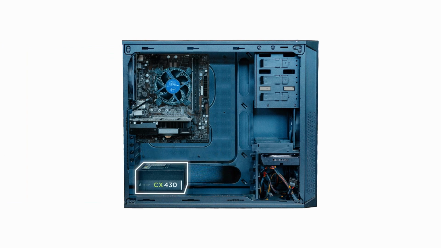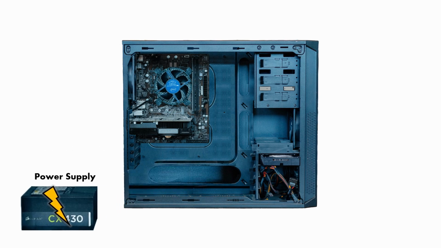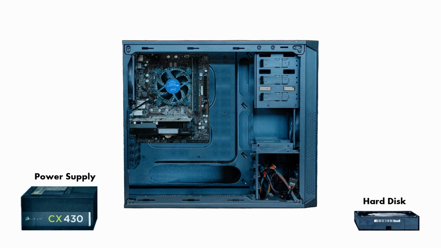The boxy thing over here is the power supply. It supplies power to the motherboard that in turn provides electricity to all parts of CPU. Next we have the hard disk. It's the one that stores all our data. Here we have the DVD drive that's used for reading or writing to the DVDs.